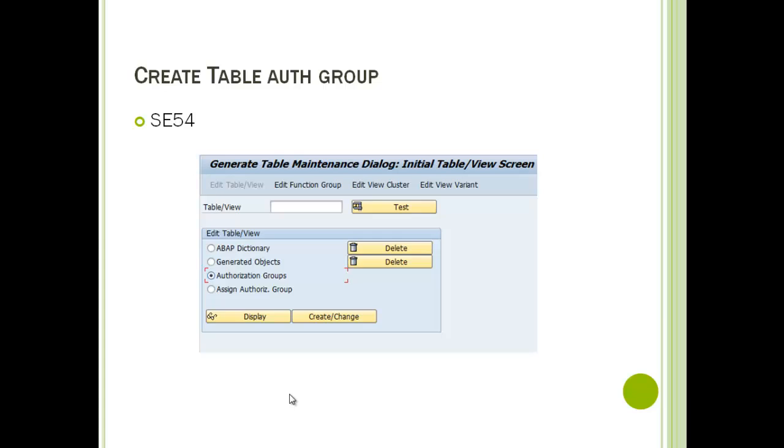Let's say I have a scenario. Let's take HR. In HR, I have an infotype called 0008 and some other infotypes which are related to payroll.